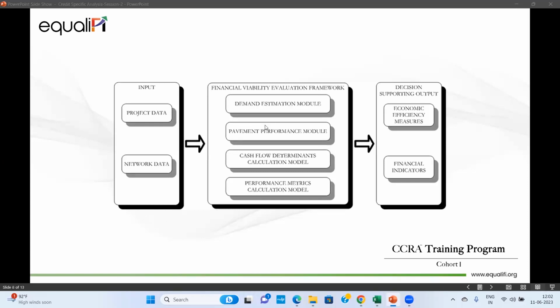Performance metrics using calculation models. You can use a number of models, like estimation models, to understand your demand supply gap analysis and all. And the decision output is your financial indicators, your economic efficiency measures. When I talk about financial indicators, what are the typical ratios that you could have, say, 4 years down the line? What could be the efficiency ratios you will have in the project 4 years, 5 years down the line, based on which you decide whether to go ahead or not, apart from your NPV and IRR calculation.